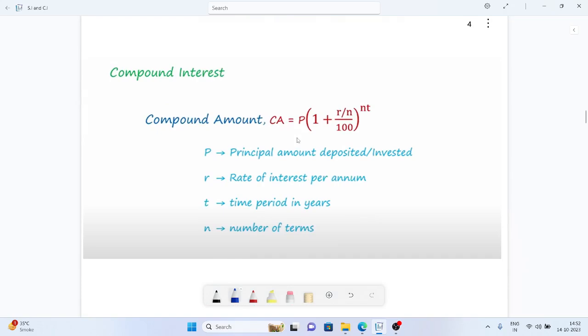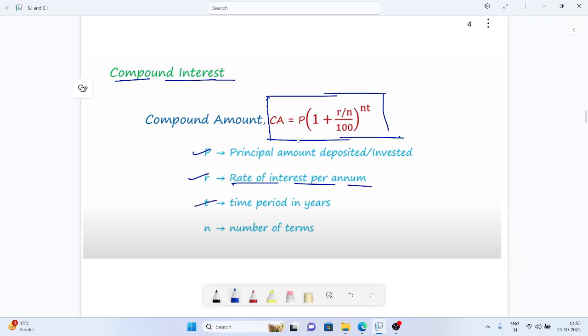Now I come to compound interest. What is the compound interest formula? Here we don't calculate the interest first. Here we have to remember the formula for compound amount. So what is the formula? P into 1 plus R by N by 100, to the power NT, where P is the principal amount deposited or invested, same as defined in simple interest. R is the rate of interest per annum. T is the time period in years.